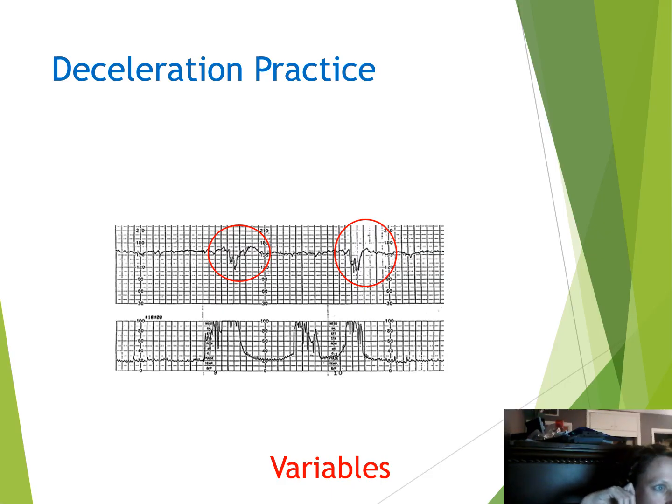So looking at it, do we see any accels? We don't see any accels. You see those little bumps right before the variable and right after the variable. Those would not be considered accelerations, okay? That is the baby trying to compensate right before it happens. And then you see that little V. So we have those V's. Those are our variables. We have 2 variables on this slide.